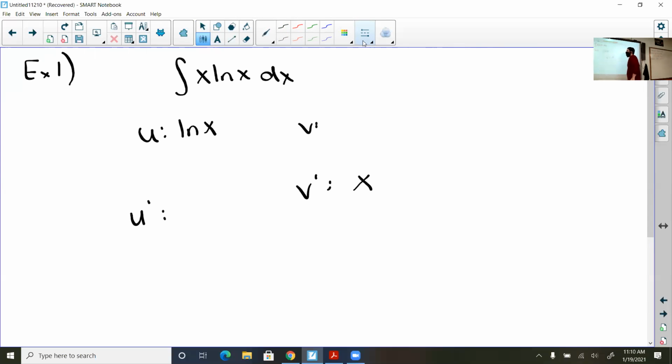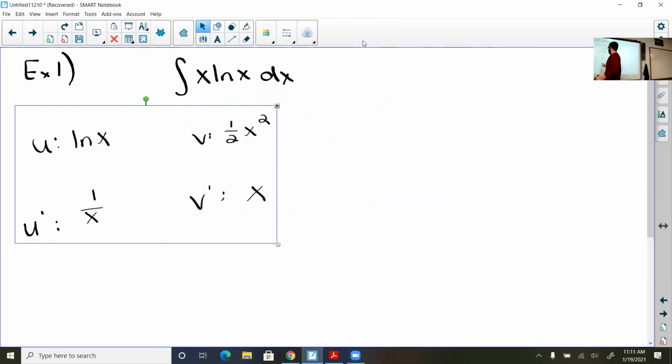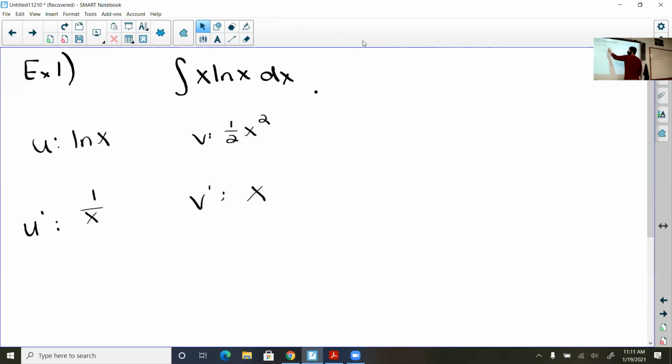Now, if I would have done that, the first thing I'd want to do is figure out the derivative of the natural log of x. The derivative of the natural log of x is 1 over x. And the antiderivative of x would be 1/2 x squared. So that works out. Well, what if I did it the first way? So I'm just setting this up two different ways. So that's option one.